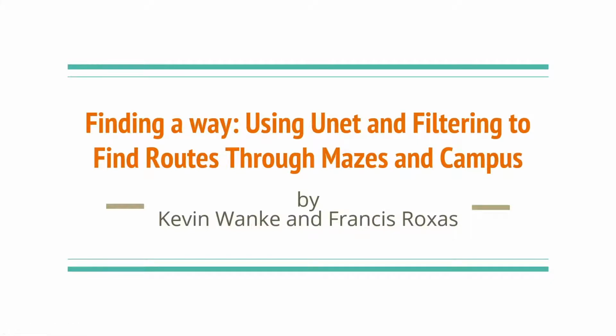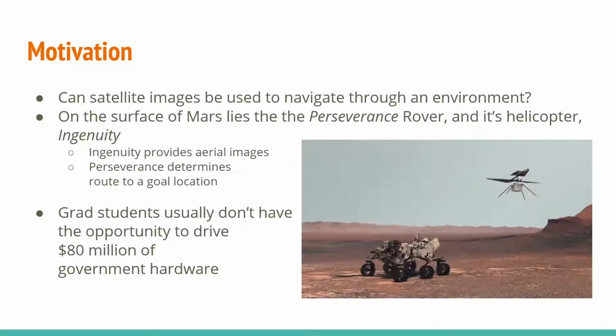My name is Kevin, and with my partner Francis, this is our final project, Finding a Way using Unet and filtering to find routes through mazes in campus. This project centered around the question, can we use satellite images to navigate through an environment? In part, this was inspired by the new Mars rover Perseverance and how in the future Mars rovers might use aerial images from a helicopter to navigate.